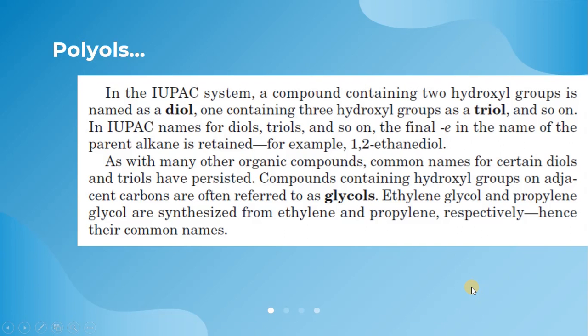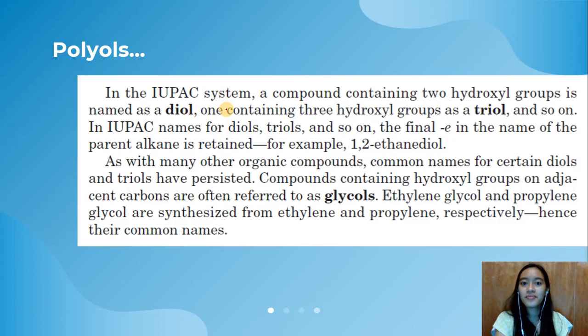Okay, got it right. So we also have types of alcohols wherein there would be many hydroxyl groups connecting. That is what you call polyols. But the common ones are the diol and the triol. So let's read. In the IUPAC system, a compound containing two hydroxyl groups is called a diol. One containing three hydroxyl groups could be called a triol, and so on.